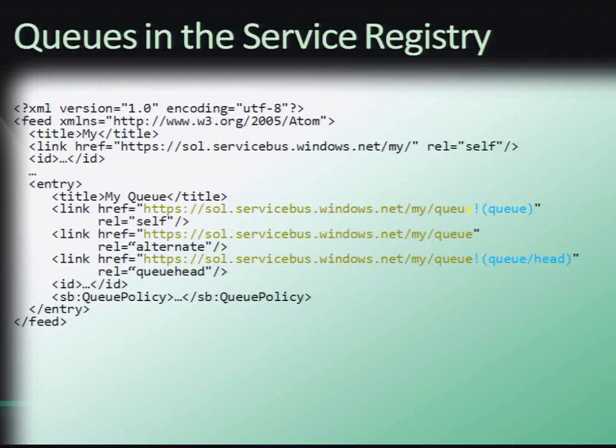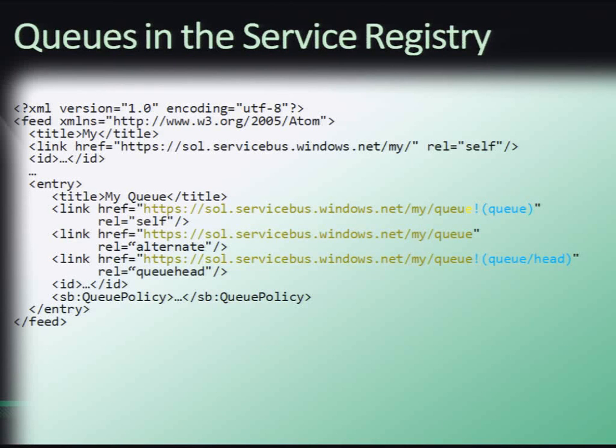So in the service registry, which is this Atom feed, this is how they manifest. A queue has a title. So here in this case, it sits at solution.servicebus.windows.net/my/queue. And then it is represented this way. It's got a self link. This is how you manage that queue, how you can go and get at this metadata.